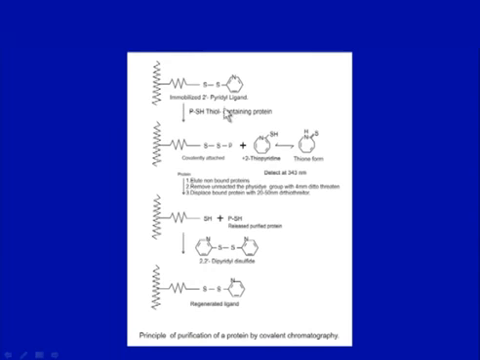Here this particular figure shows that particular thing: you have an immobilized 2-pyridyl ligand, protein binds in here, releases the thione form, and then with another group it could be eluted. It is a very good technique for purification of a lot of different SH containing compounds.